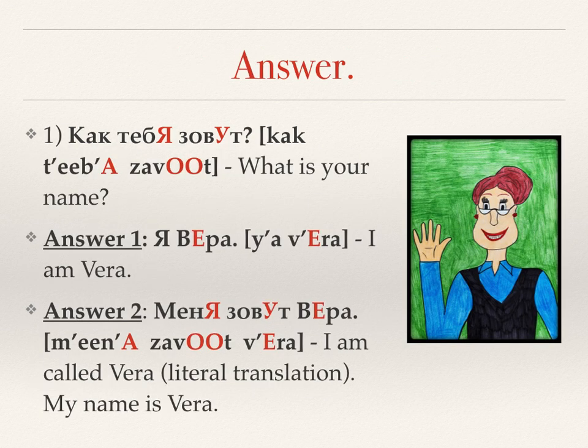Answer. Number 1. Как тебя зовут? What is your name? There are two ways how to answer to this question. The first one, я Вера. I am Vera. And the second one, меня зовут Вера. My name is Vera. Listen and answer to the question using your name. Как тебя зовут?